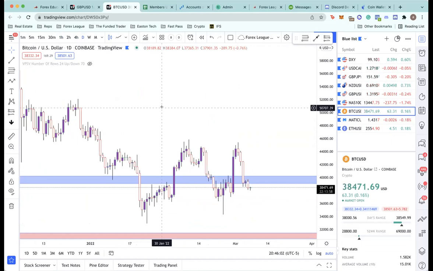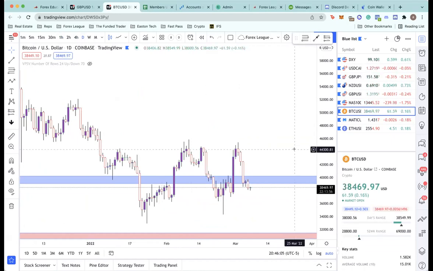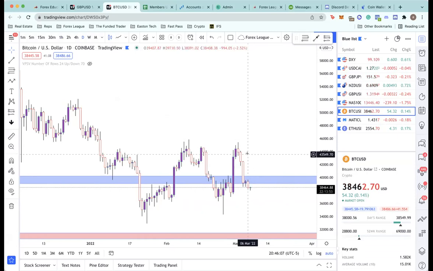And then BTC, pretty much as expected. I mean, this thing came up to this 4,400 level.